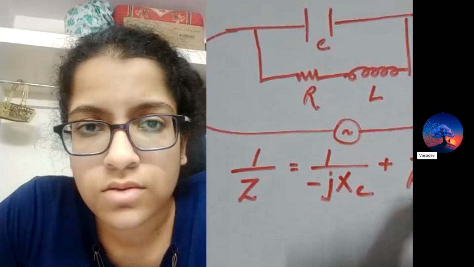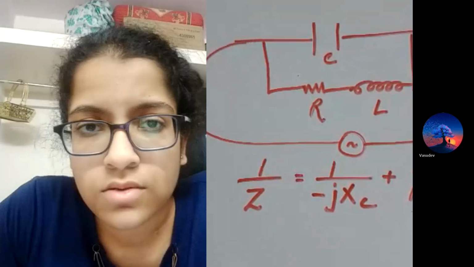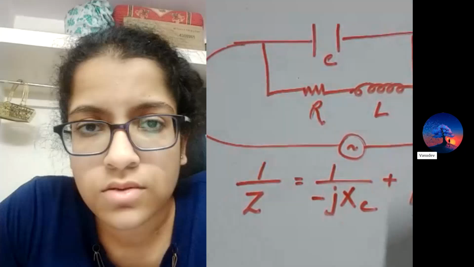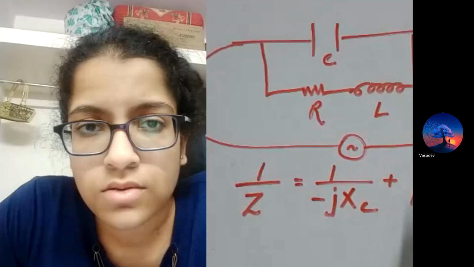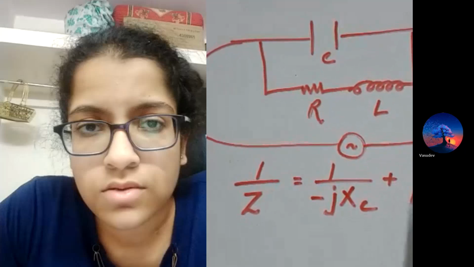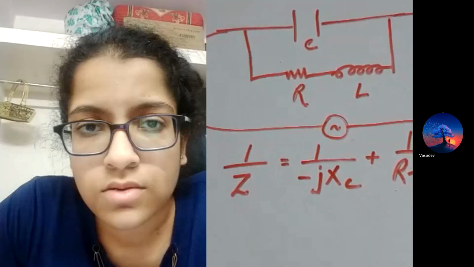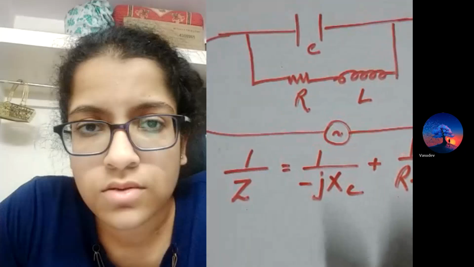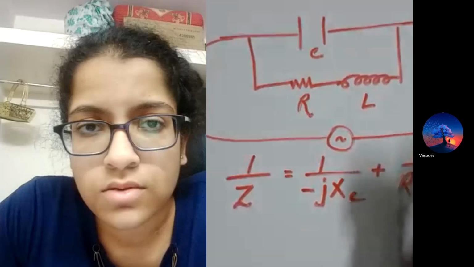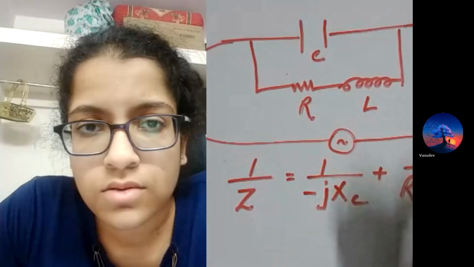So just one second. If capacitor is up, then inductor should be down, right? Yeah, pure capacitance, pure inductance. Pure capacitance up, then pure inductance will be down.